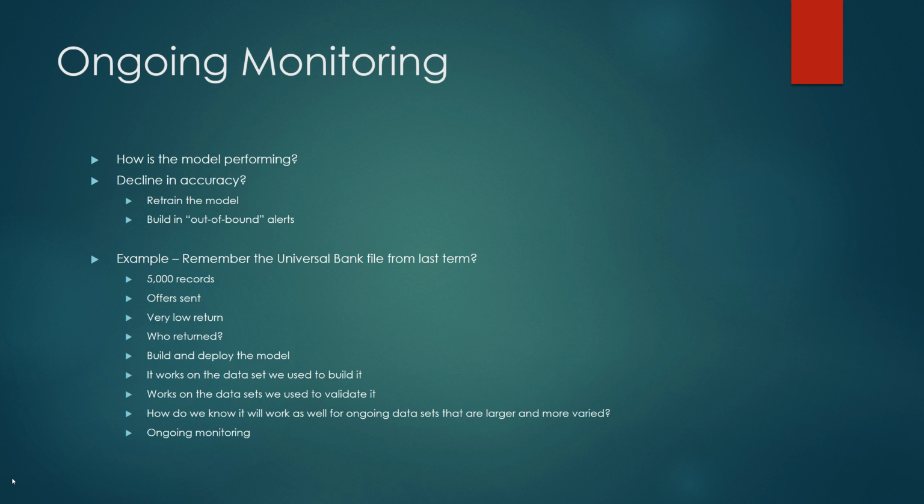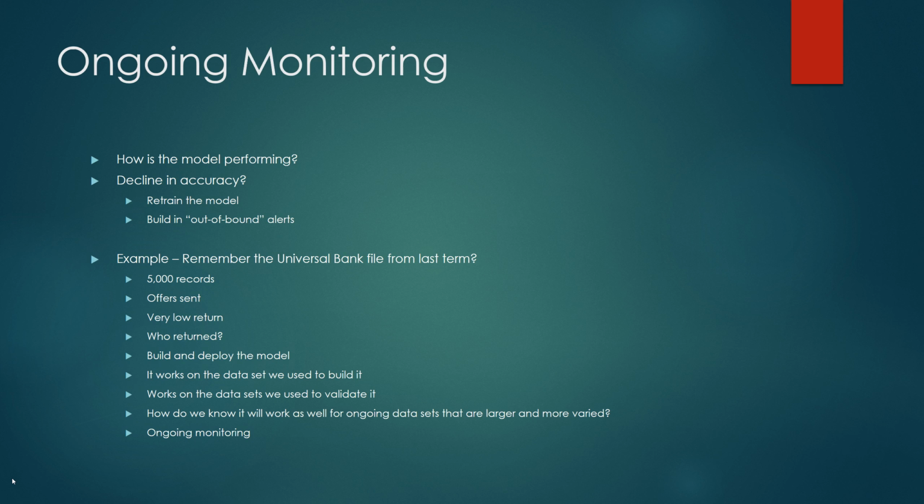Again, the best way to illustrate this is through an example. So I'm going to go to the Universal Bank file from last term. If you remember, the Universal Bank file was a listing of 5,000 customers. Universal Bank had sent them an offer for a credit card. And so the customers who were interested in the credit card or the loan or whatever it was returned the offers. And what Universal Bank had found is they got a very, very low return rate.